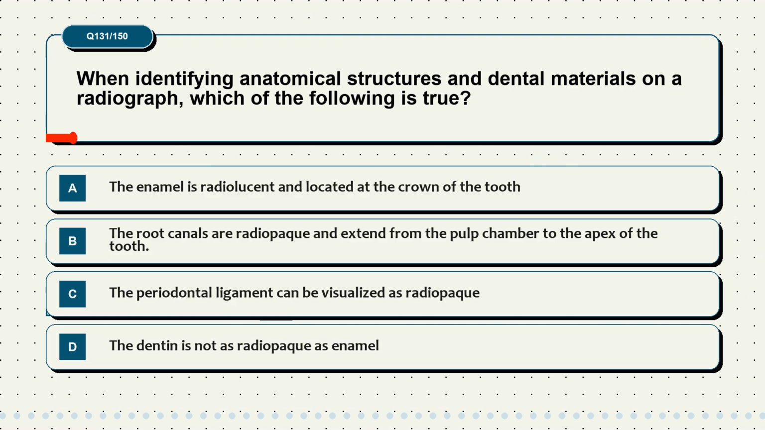Question 131. When identifying anatomical structures and dental materials on a radiograph, which of the following is true? Here are the options. Option A. The enamel is radiolucent and located at the crown of the tooth. Option B. The root canals are radiopaque and extend from the pulp chamber to the apex of the tooth. Option C. The periodontal ligament can be visualized as radiopaque. Option D. The dentin is not as radiopaque as enamel.